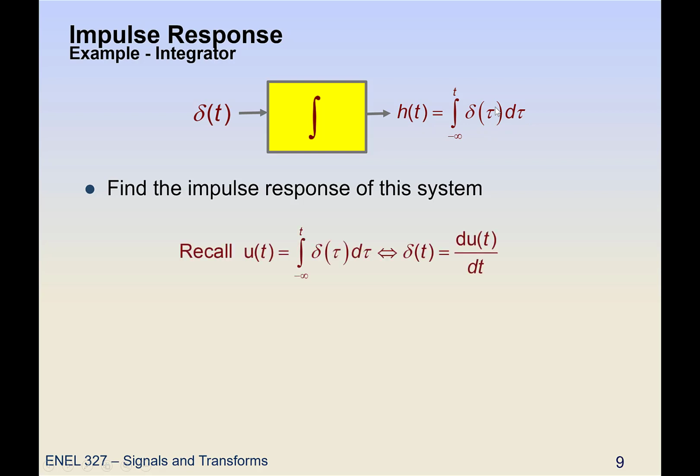Well, you may remember that there was a relationship between the impulse function and the unit step, which said that the impulse is the derivative of the unit step, and thus the unit step is the integral of the impulse. And so if you take a look at these two functions here, we can immediately say that the impulse response is just a unit step. Okay?